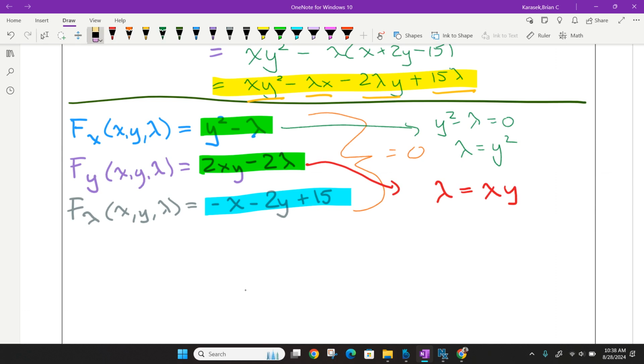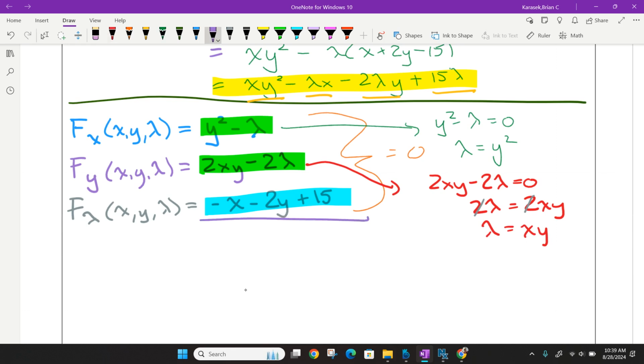Maybe you want to see all the steps, so let's go ahead and rewrite that and do all the steps. We're going to have 2xy minus 2 lambda is equal to 0, which means that 2 lambda is equal to 2xy, but then we can divide both sides to remove that 2, and we just get that lambda is equal to xy. Now I haven't used this third one yet down here, and I'll use it later, but right now I'm just going to focus on the two solutions that we're looking at right now. We're looking at lambda could be y squared or lambda could be xy.